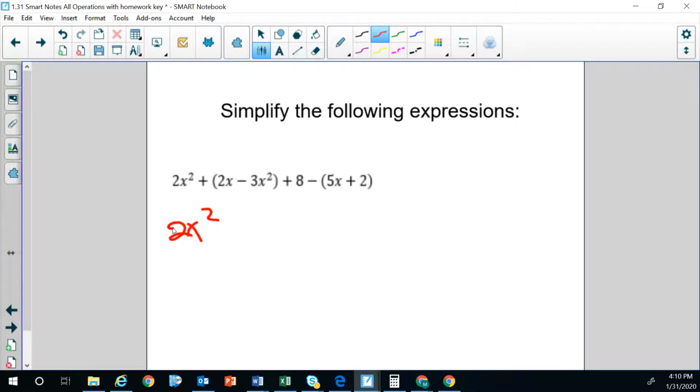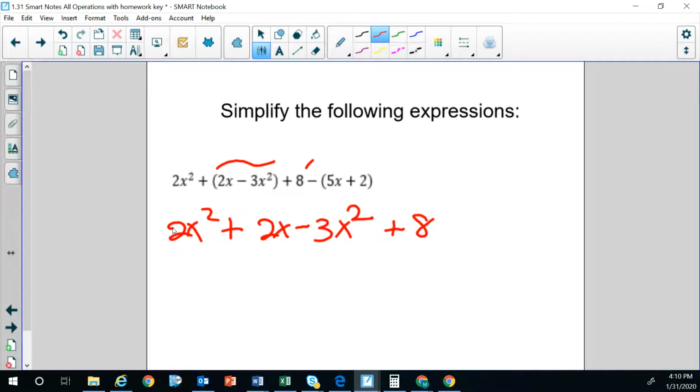Now we have this expression, right? There's nothing being done to it. So we're going to remove the parentheses and write 2x minus 3x squared. We have an 8 all by itself, so that's going to be a plus 8.